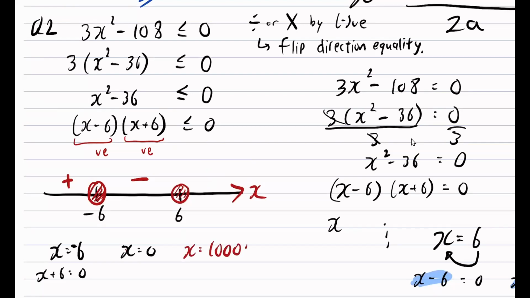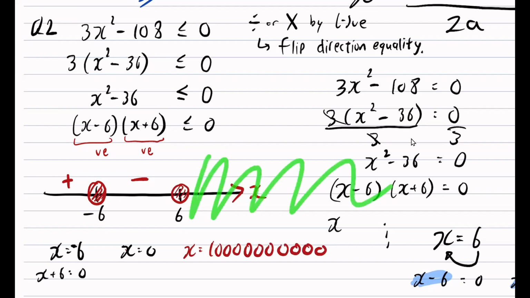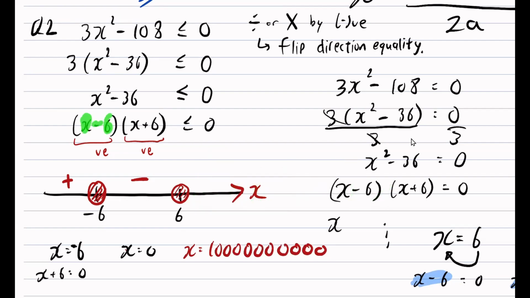And over here, try another number. Let's say 10 million, or however many zeros you want. A very, very big positive number. Very big positive minus 6 is positive or negative? Positive. Very big positive plus 6? Positive. Positive times positive will be positive, more than 0. Then now we figure out the sign of all the different regions. Which parts are less than or equal to 0? Here, here, and here. Correct? So therefore your answer should be -6 less than or equal to x less than or equal to 6.